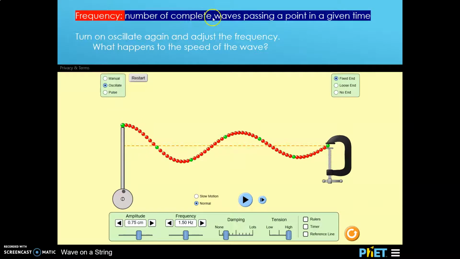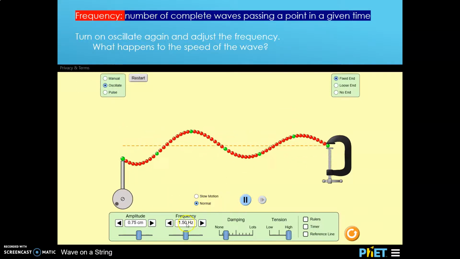Frequency is the number of complete waves passing a given point. So if energy was traveling in this direction from left to right, and I put an imaginary line there, I could count the number of times one wavelength goes through that point in a given time, and that's frequency. And you can imagine, if I increase the frequency, what do you think might happen to the speed of the wave? Well, let's find out.